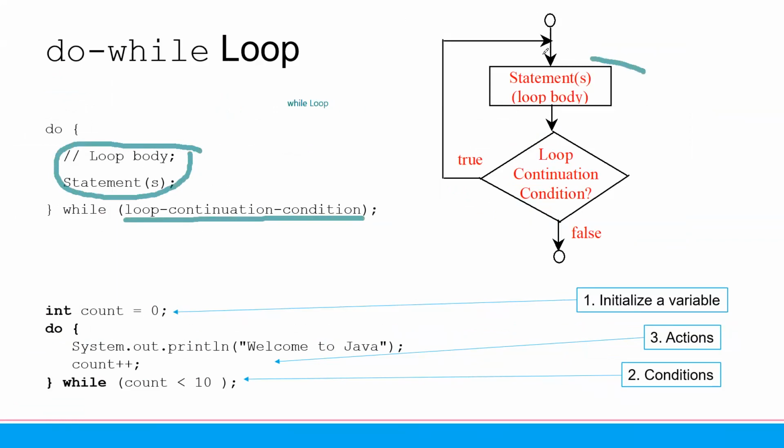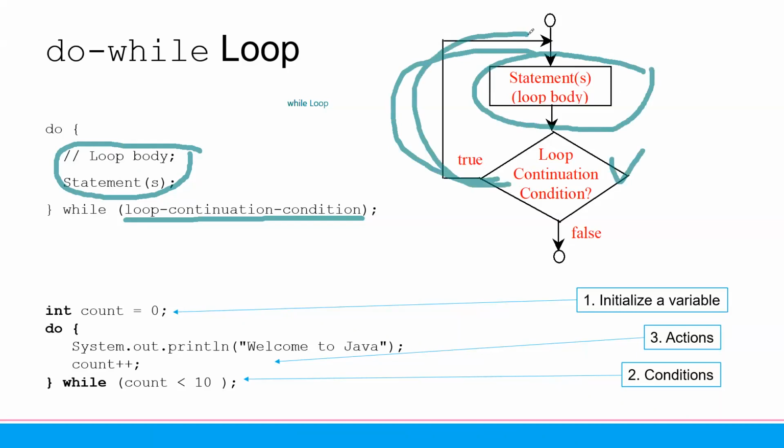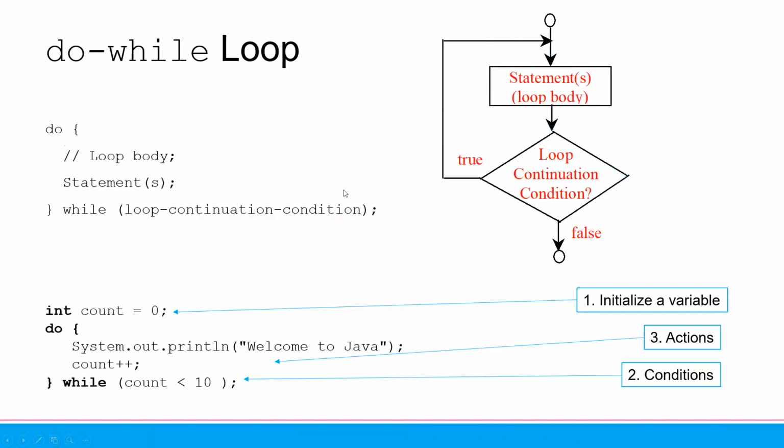So the flowchart will be something like this. I will do something and let's check. If the condition is true, then do again. If not true, then just leave the repetition. So the idea is the same with while loop.